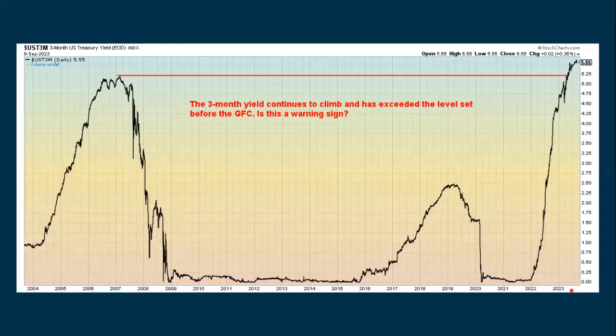Then we look at the 3-month yield. Back in 2007, we topped out and then started to come down.